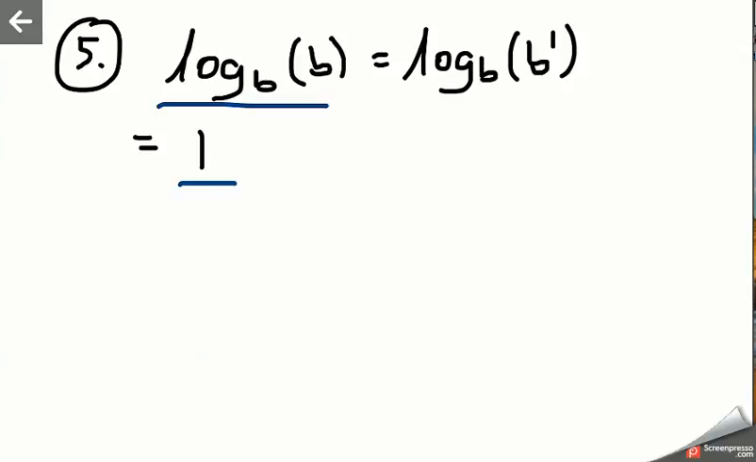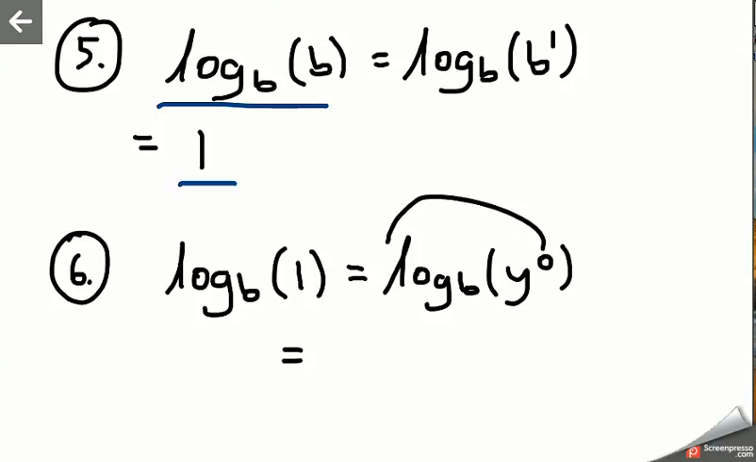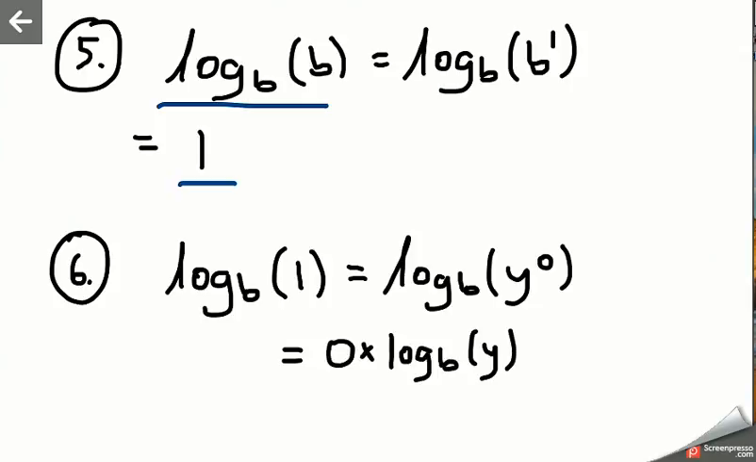And finally, the last rule we're going to cover in this video, log to the base b of the number 1 is equal to log to the base b of y to the power of 0 for any y you choose. And that is equal to, again, by the power rule, we bring the 0 down the front. So that's equal to 0 times log to the base b of y, and that is just equal to 0. So in fact, for any base b, log to the base b of 1 is always equal to 0. And that's our final log rule for this video.